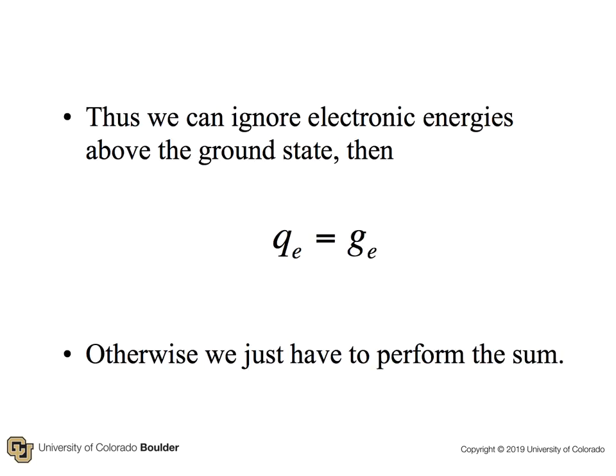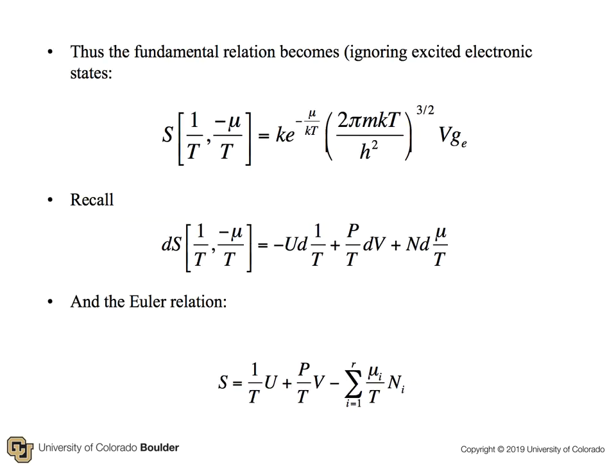So for most atoms, you can just make the assumption that the electronic partition function is just equal to the ground state degeneracy. If you have some low-lying electronic states, then you just have to perform the sum. But typically for normal thermodynamic system analysis, you might only have to add in 1 or 2 terms to the sum. So if you put all of this together, you can form the fundamental relationship.